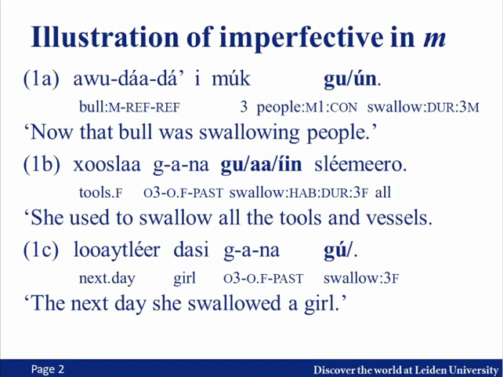And this one is built on the one in 1a, on gu'un. So we have two imperfective forms for this one verb gu. Gu'un, first imperfective indicating progressive, and gu'ain in 1b, the second imperfective that indicates a habit. That is the first illustration of the imperfective.